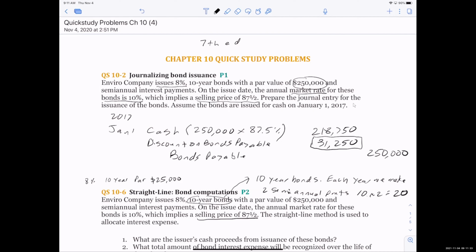Okay, let's go ahead and read about journalizing a bond. Enviro Company issues an 8% 10-year bond with a par value of $250,000 and semi-annual interest payments. On the issue date, the annual market rate for these bonds is 10%, which implies a selling price of 87.5. Prepare the journal entry for the issuance of the bonds. Assume the bonds are issued for cash.